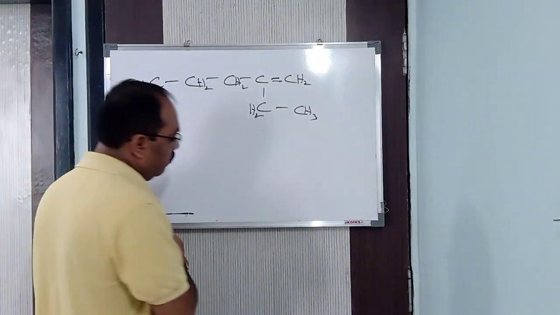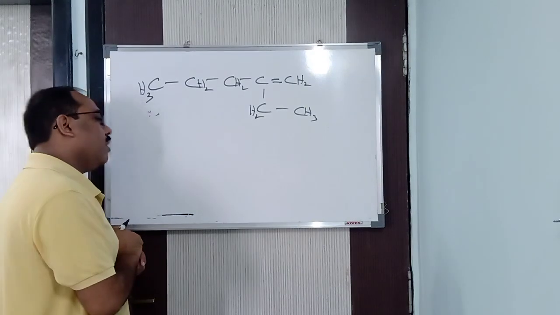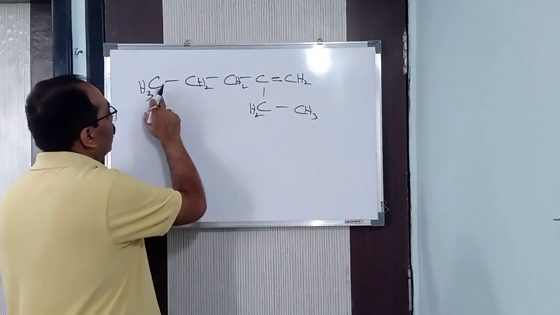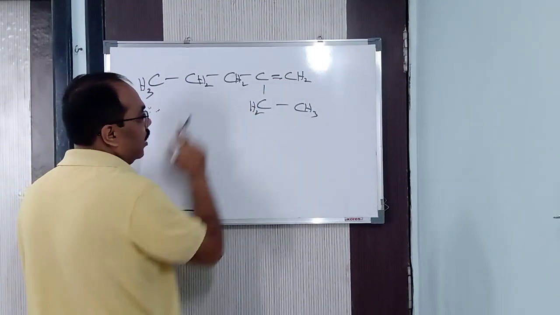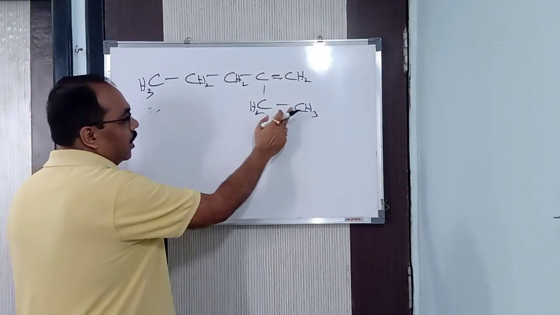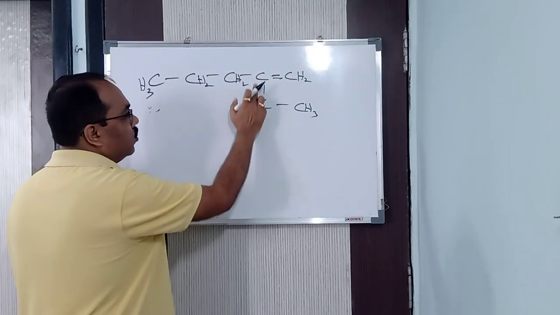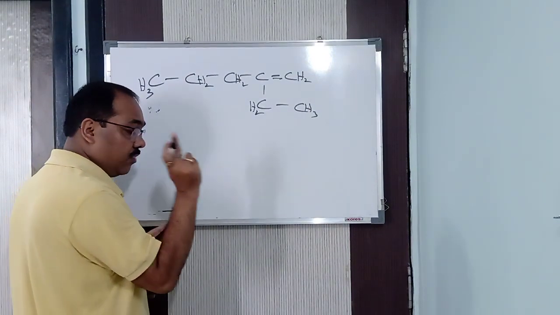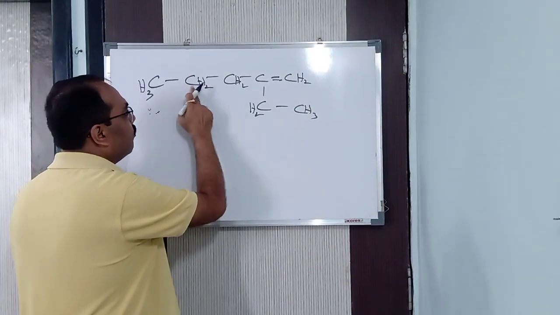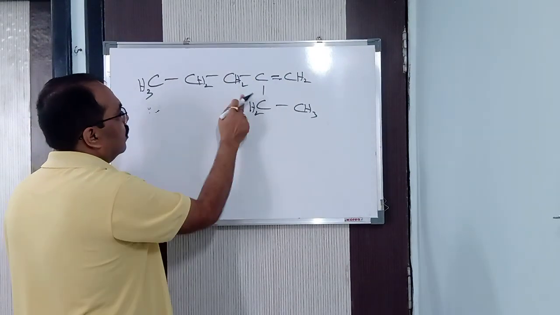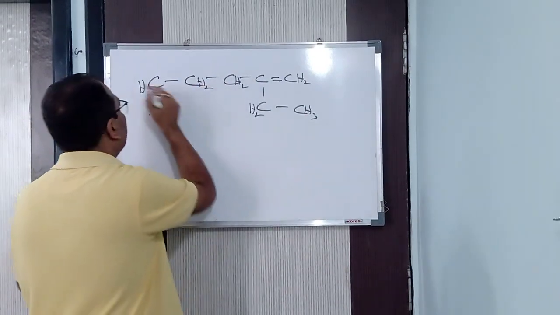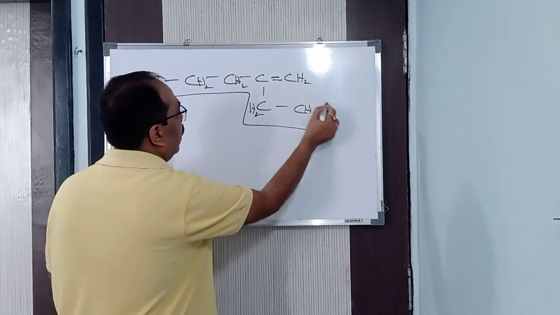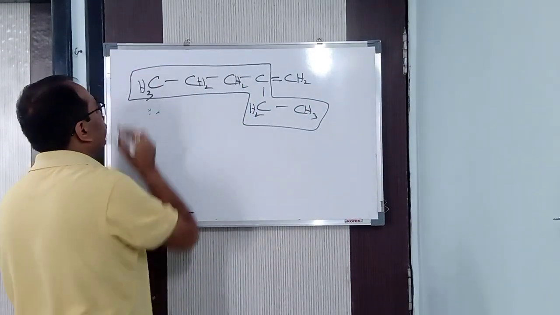Fine. So, what should you do first? Sir, longest chain. Okay, longest chain. 1, 2, 3, 4, 5 carbon atoms. Now 1, 2, 3, 4, 5, 6 carbon atoms. Got it? Listen carefully. You will say, sir, this 6 carbon atom chain is the longest chain. Okay, I will take this 6 carbon atom as the longest chain.